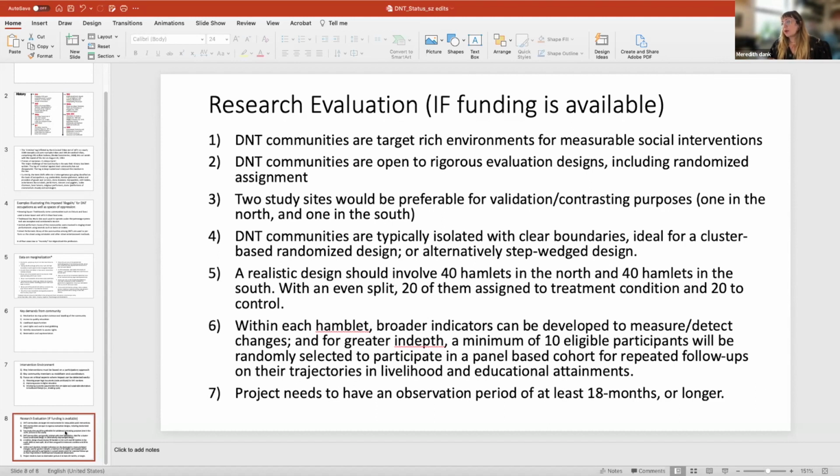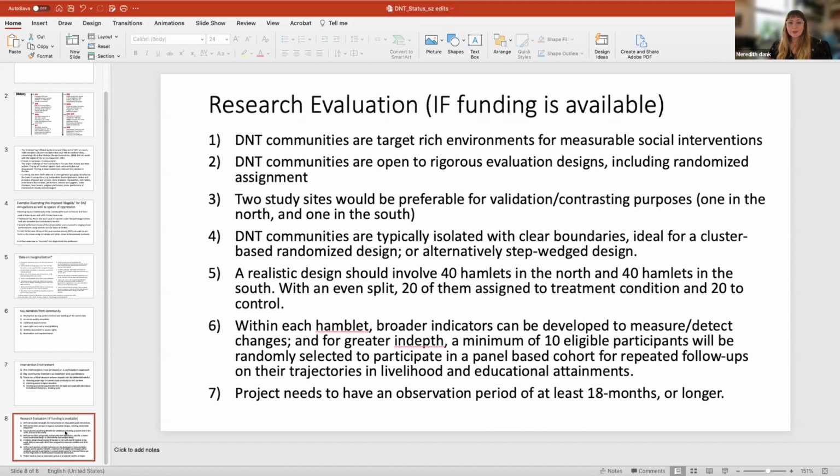So within each hamlet, broader indicators can be developed to measure and detect changes. And for greater in-depth, a minimum of 10 eligible participants will be randomly selected to participate. These are all, again, conceptual, in a panel-based cohort for repeated follow-ups, because ideally you want to follow up to see if the programs are working and they are reducing those individuals' risk of entering into different types of work in industries that would increase their vulnerability to trafficking. And you would need an observation period of at least 18 months or longer to really determine if the intervention programs will have an impact.